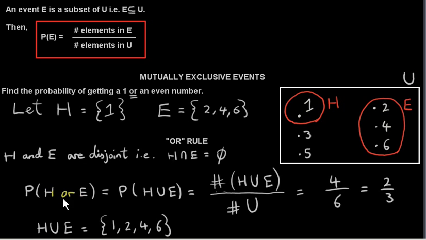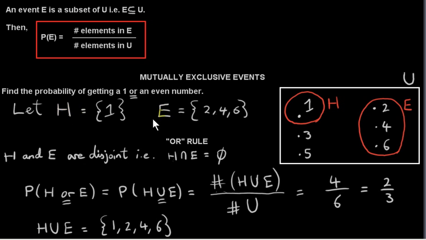So the key thing to remember here is when we're getting the probability of one event or another event, we must get the union of the two events. We can see that if the outcome of a trial is event H, then that outcome cannot be E. So event H occurring excludes event E occurring. And similarly, if the outcome of a trial is event E, that means that a 2 or a 4 or a 6 appears on a die, then this event excludes event H.